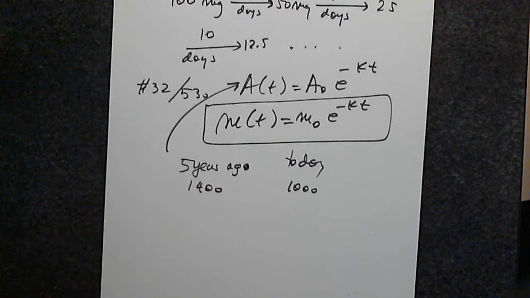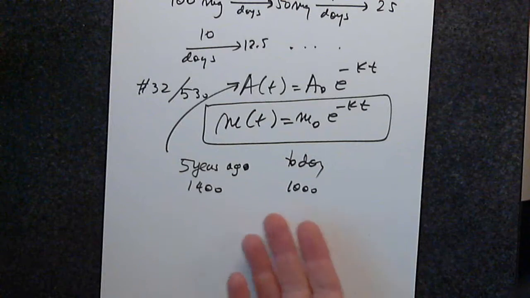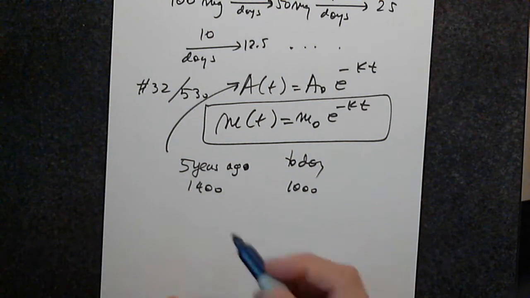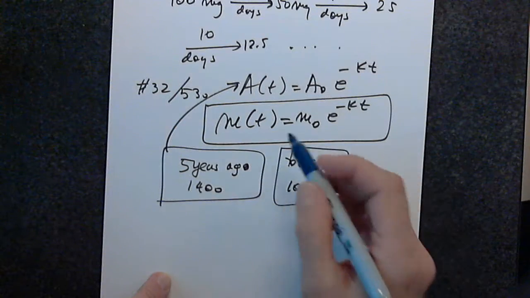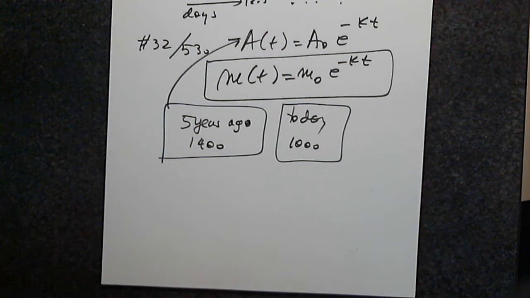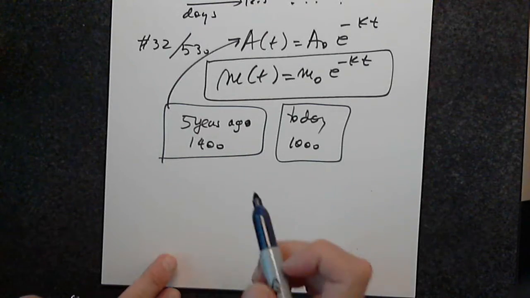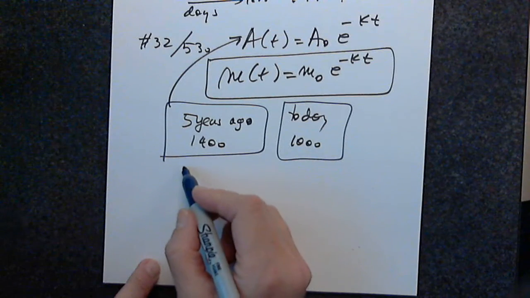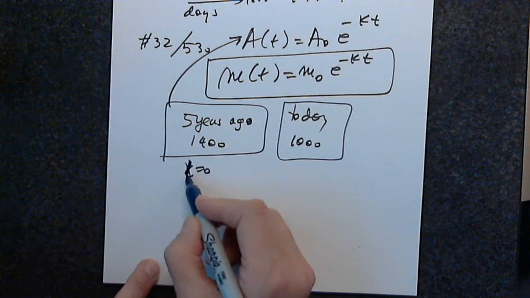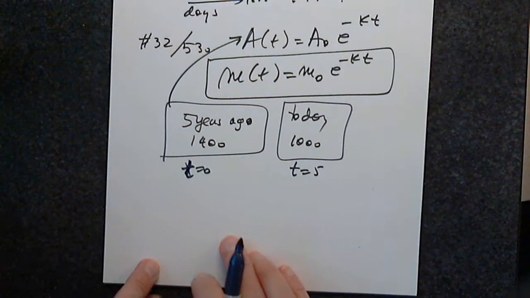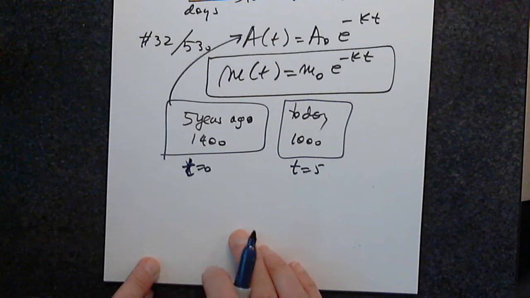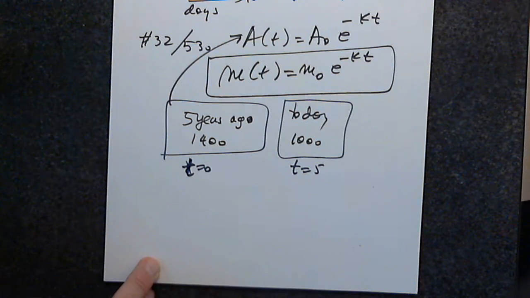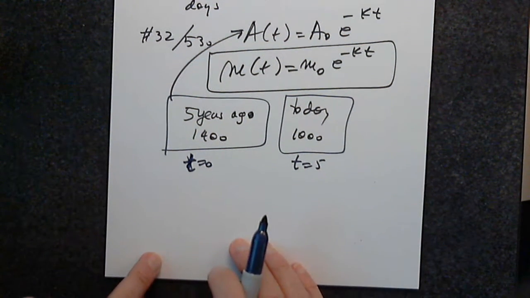Good. Okay, so 5 years ago, 1,400. Today, 1,000. What are these? Points, right? Exactly the same thing we just looked at. So we can reference everything to 5 years ago. So we can say this is t, time equals 0, and then this is time equals 5. Right? 5 years ago represents time equals 0. And today, time equals 5, 5 years later.